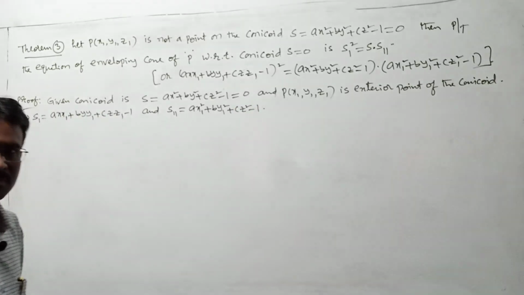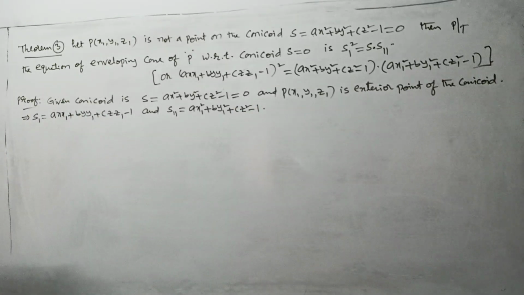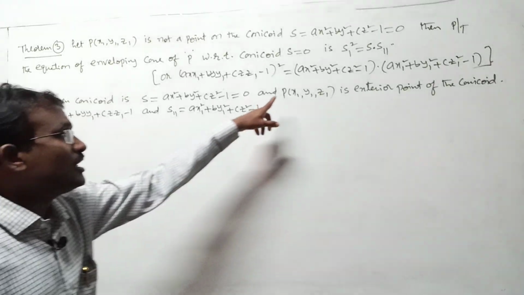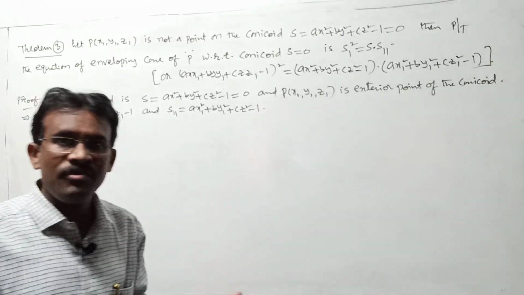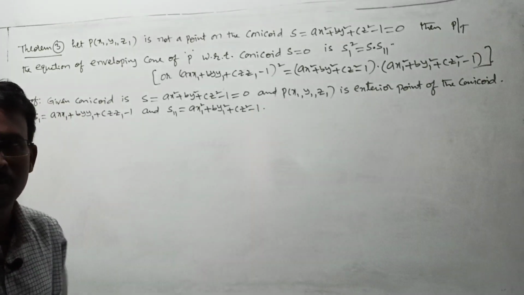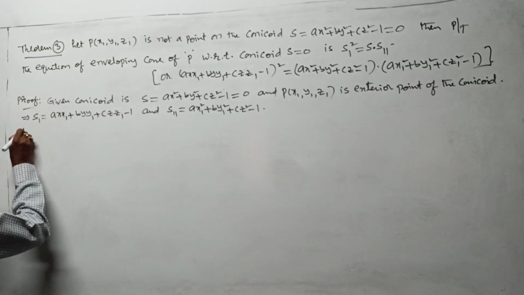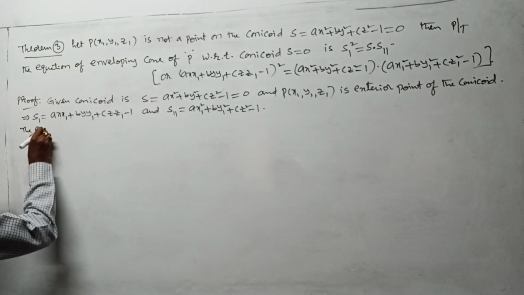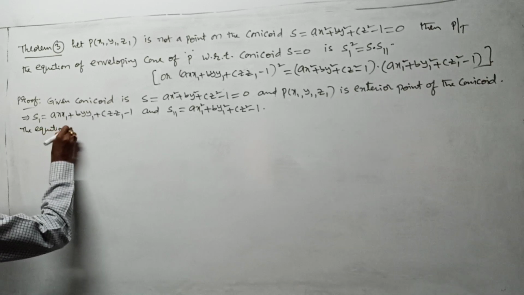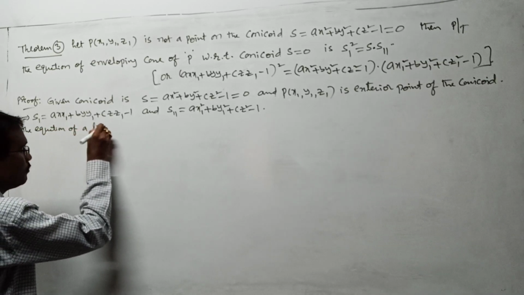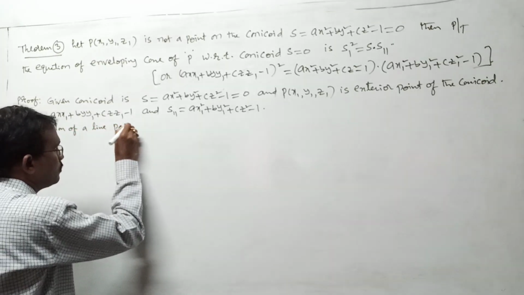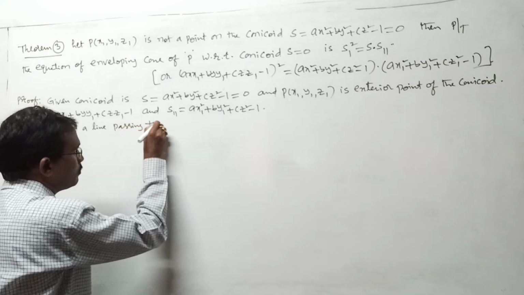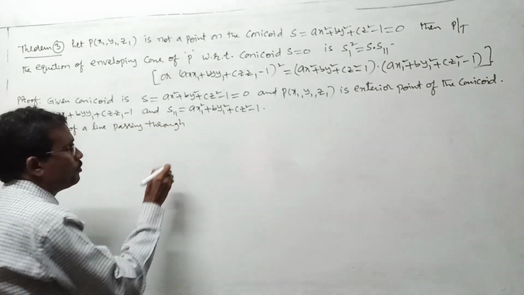Right? Now, in the next step, I want to define a line which passes through point P and has some direction ratios l, m, n. The equation of a line passing through point P.